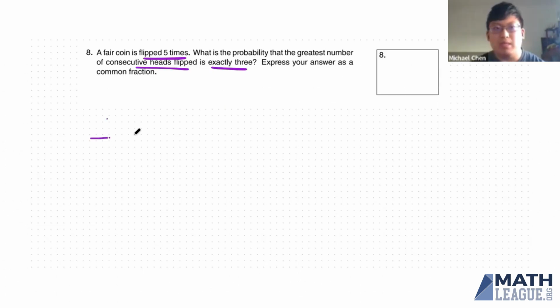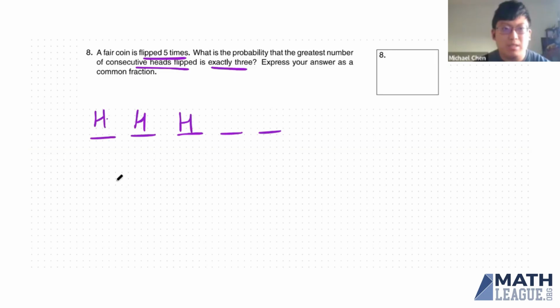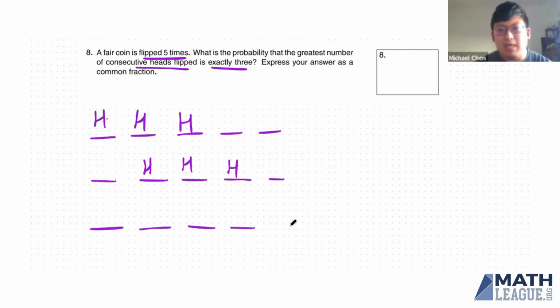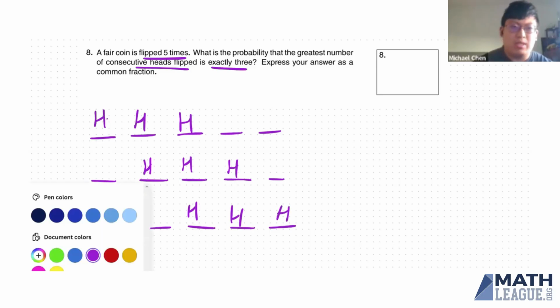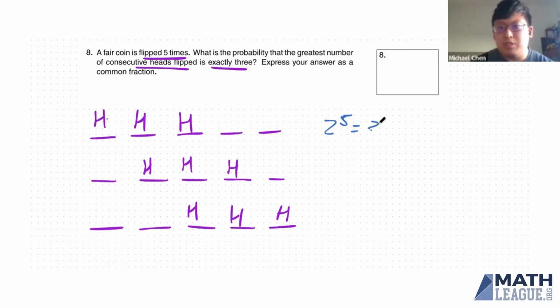So we have 3 possibilities, right? Since there are 5 coin flips, we can either have the first 3 be heads, the middle 3 be heads, or the last 3 be heads. Now, since we have a fair coin and 5 flips, the total number of possibilities is 2 to the 5th, which is 32. Now, we need to figure out how many of those have exactly 3 heads in a row flipped, but not 4 or 5.